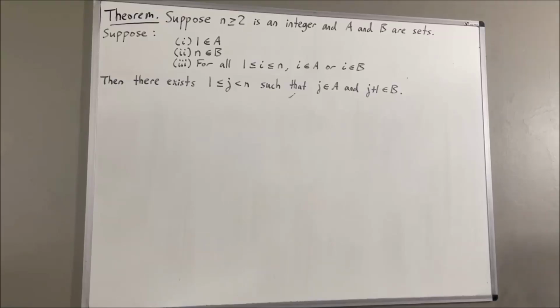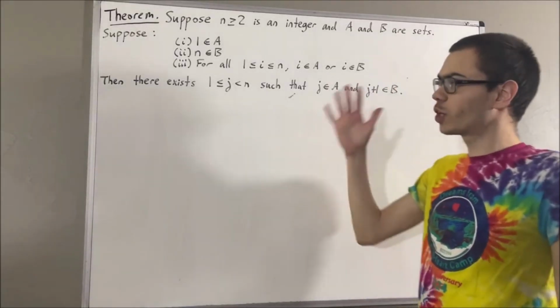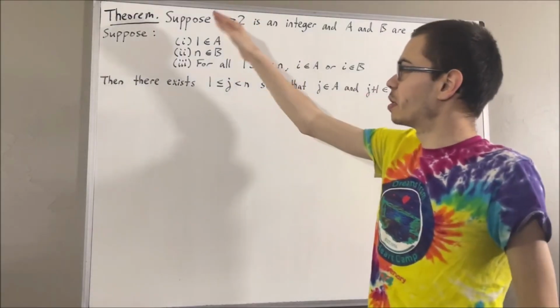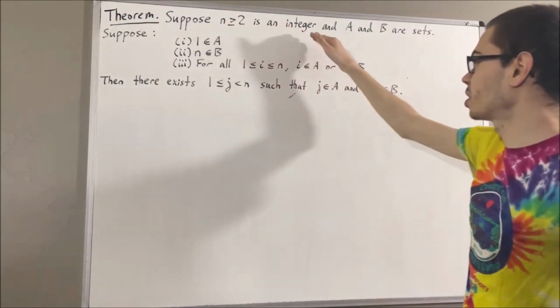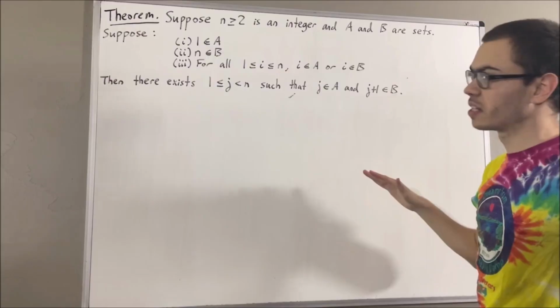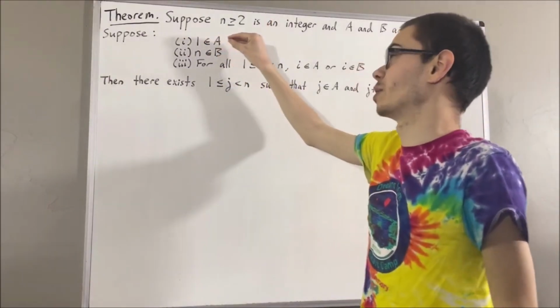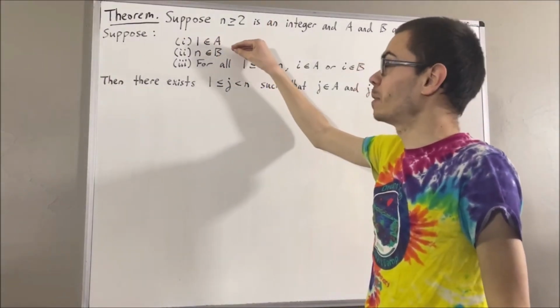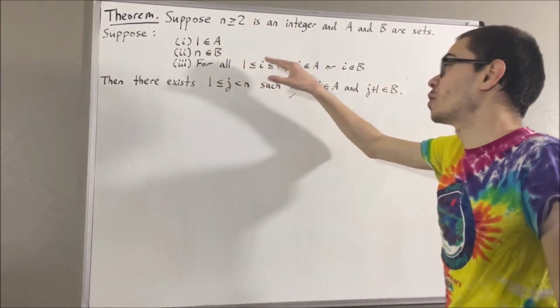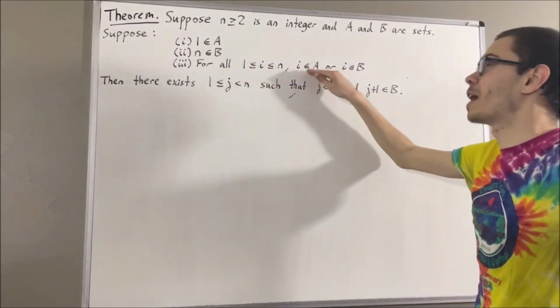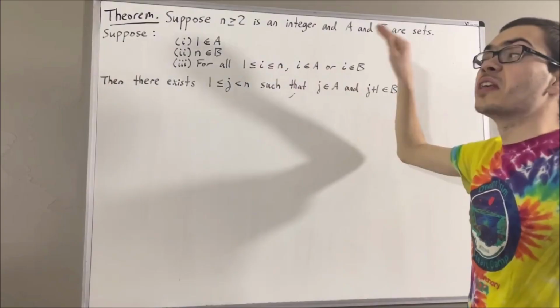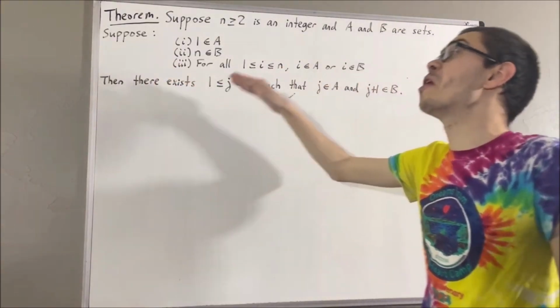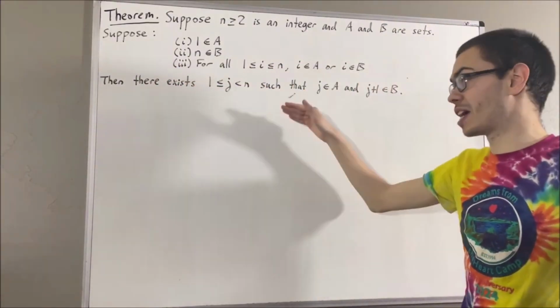Hello! In this video, we are going to prove the following theorem. Suppose n is an integer greater than or equal to 2, and A and B are sets. Suppose 1 is an element of A, n is an element of B, and every integer between 1 and n is an element of A or B. Then, there exists a pair of adjacent integers between 1 and n.